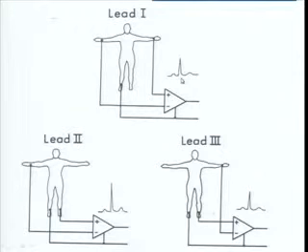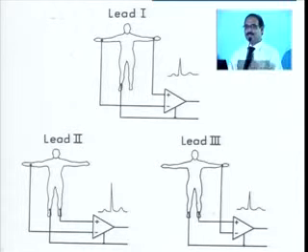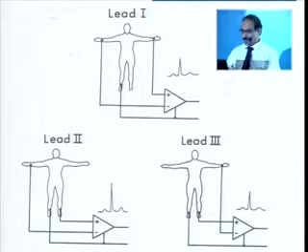In lead 2, the negative terminal is connected to the right arm and the positive terminal is connected to the left leg. So when the vector passes, we again get a positive deflection when it goes towards the positive pole. In lead 3, the positive terminal is the leg and the negative terminal is the left arm. So again we get a positive deflection.